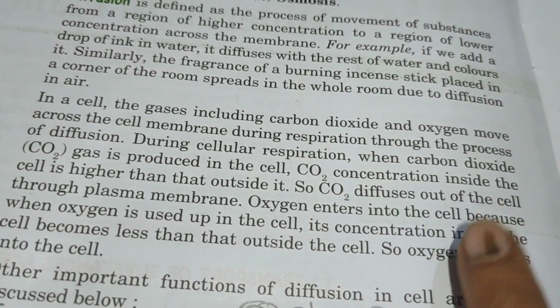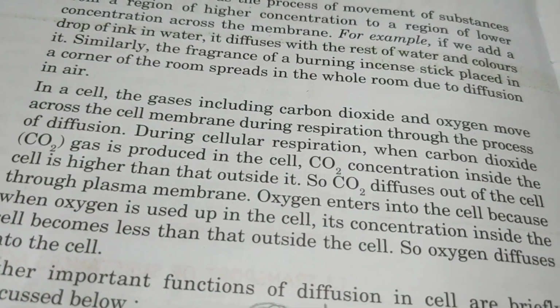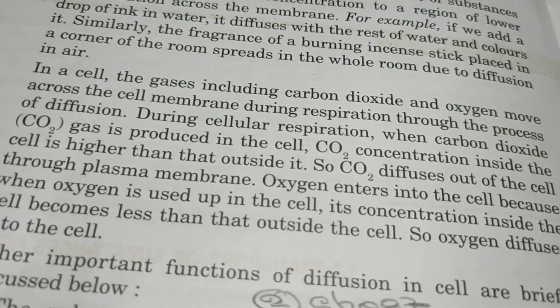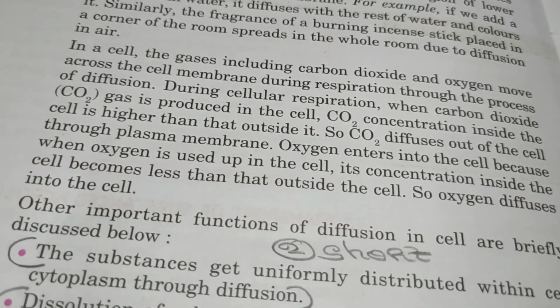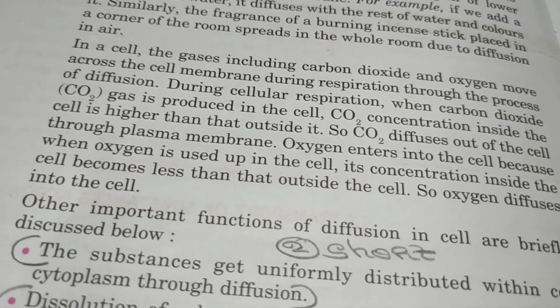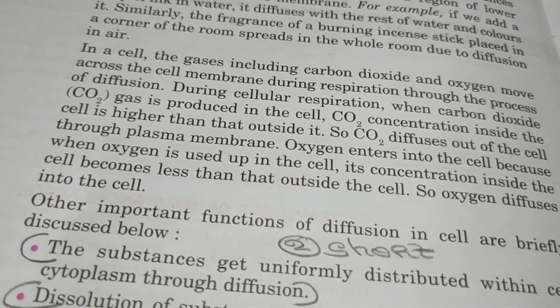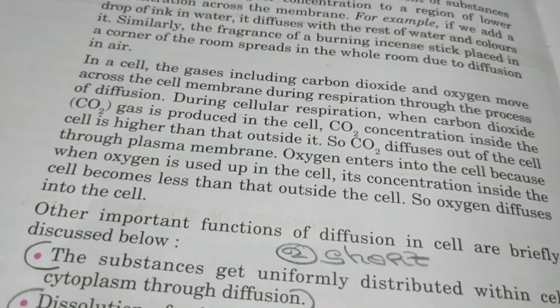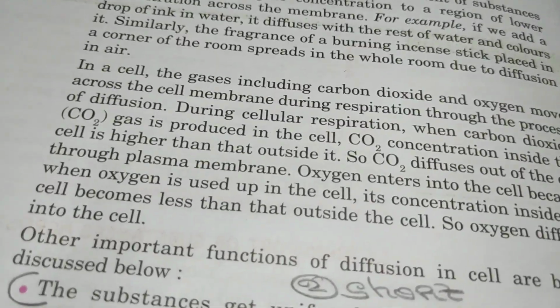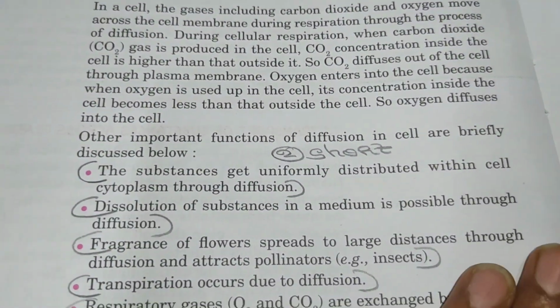Again, oxygen enters into the cell. Because oxygen is used up in the cell, its concentration inside the cell becomes less. CO2 is not used in the cell, that's why its concentration will become more and it will come outside. But when oxygen comes inside, the concentration will not become more because it is used by the cell, that's why it will be less. So oxygen diffuses into the cell; always the concentration of oxygen will be less inside the cell, that's why it will diffuse from outside to inside.